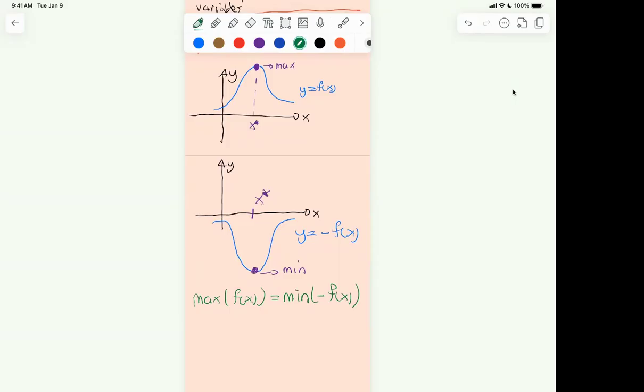And it goes the other way, but kind of works the same way. Like if you were trying to find the min of f of x, that would be the max of minus f of x.